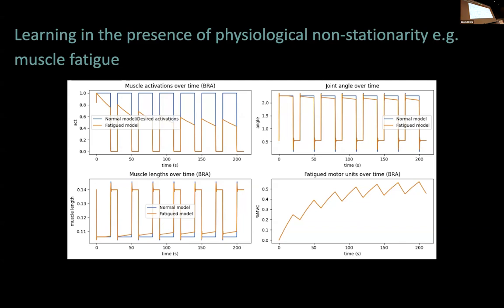You have access to joint angle, of course, over time on the upper right. The muscle length over time, in terms of one muscle, the brachioradialis, is the muscle length during the movement. And on the bottom right is the percentage of fatigued motor units, expressed as a percentage of maximum voluntary contraction.